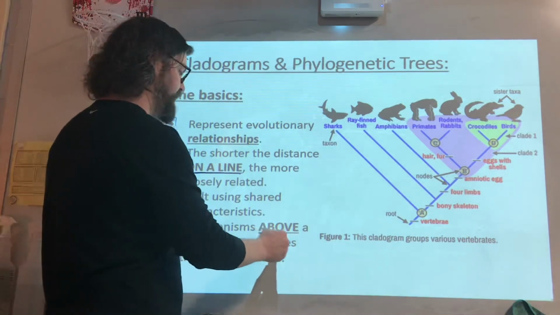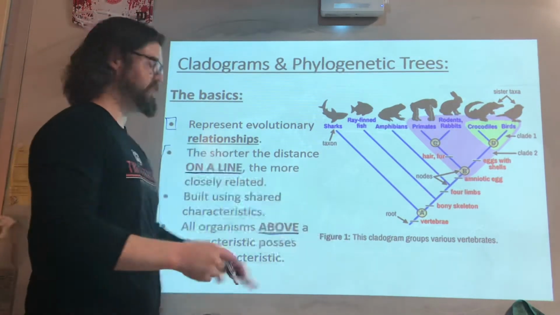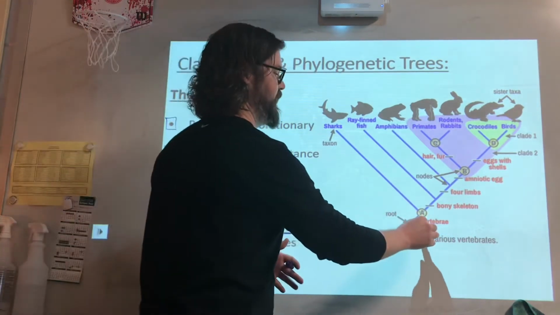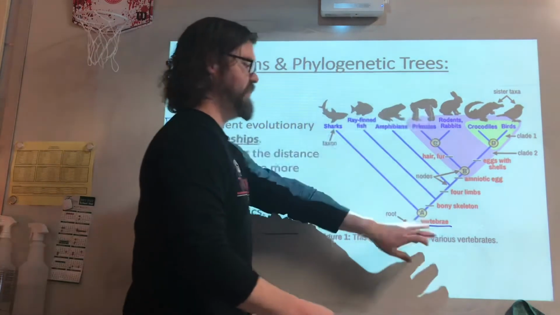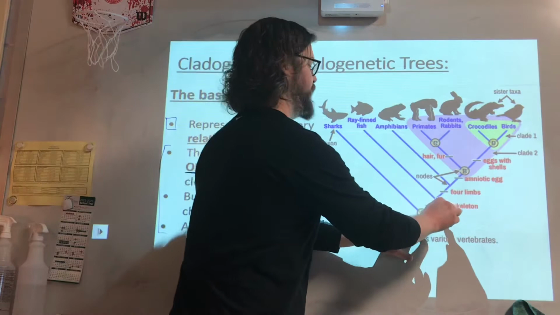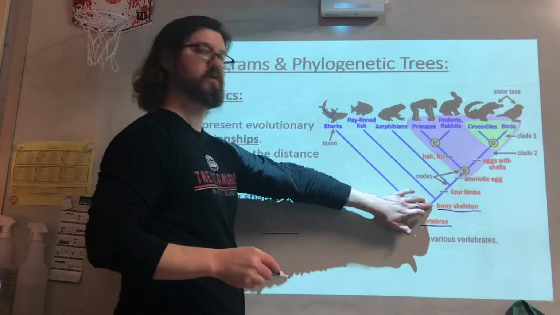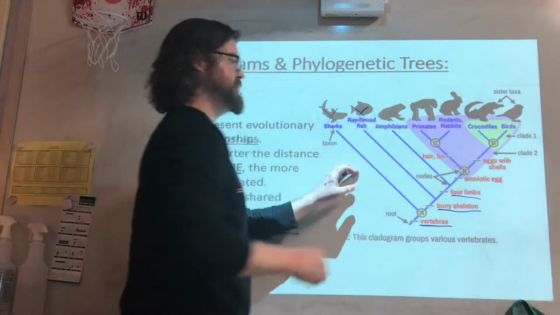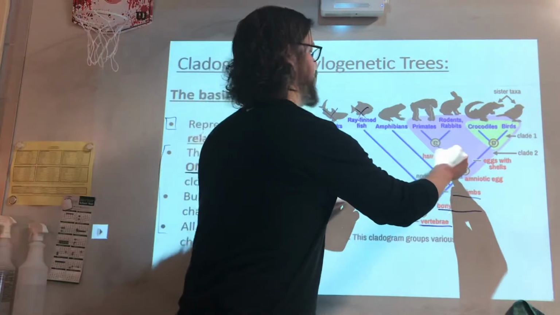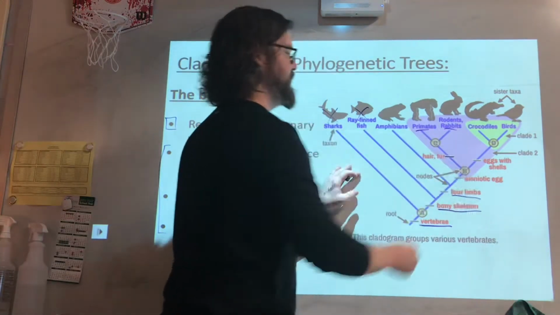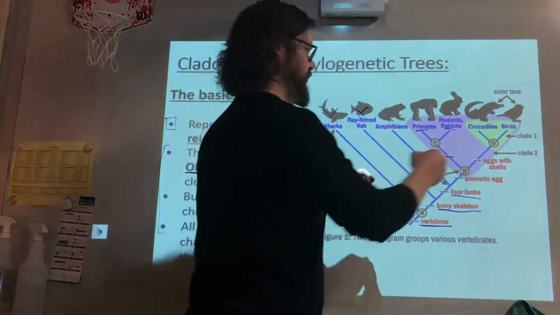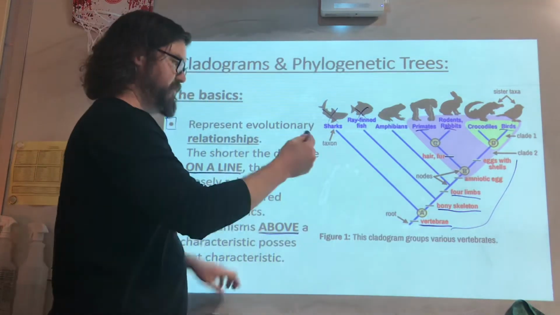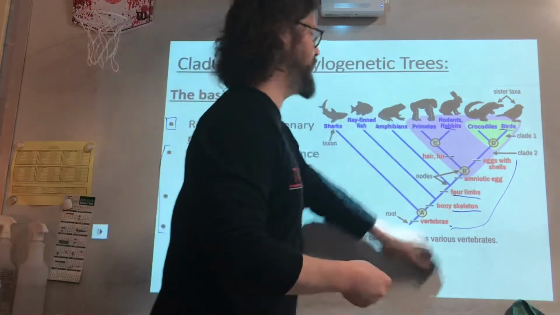Second thing, in terms of the characteristics that were used to put this cladogram together, if an organism is above a characteristic, it has that characteristic. So all of the organisms on this cladogram have a backbone. All of the organisms except for sharks have a bony skeleton. Sharks have a cartilage skeleton. All of the organisms except for sharks and fish have 4 limbs. All of the primates and rodents and rabbits are the only ones with hair and fur. Birds are the only ones that have all of those characteristics. So if it's above a characteristic, it has that characteristic. Okay.